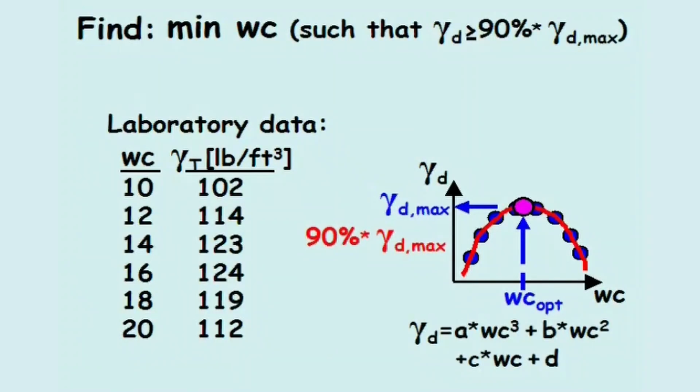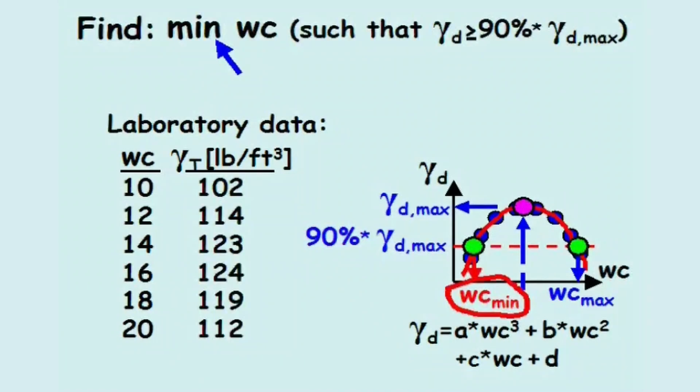And we can compute 90% of the maximum dry unit weight and plot a horizontal line at this value and identify the water contents corresponding to 90% of the maximum dry unit weight. These values can be thought of as the minimum and maximum allowable water content values, if 90% is the minimum allowable compaction. Since we're asked to find the minimum water content value which meets this condition, we'll solve for the value on the left.